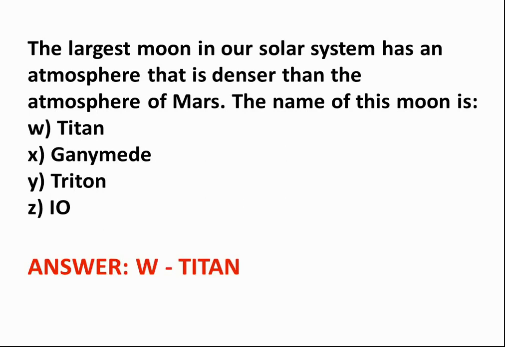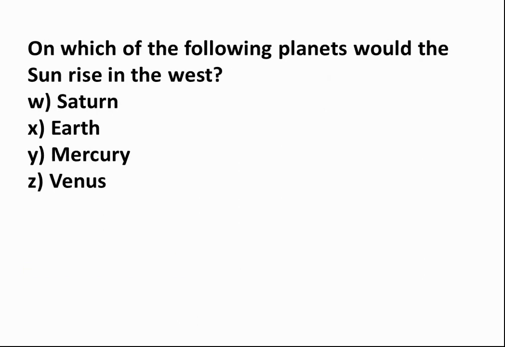Answer: W. Titan. On which of the following planets would the Sun rise in the west? W. Saturn. X. Earth. Y. Mercury. Z. Venus.